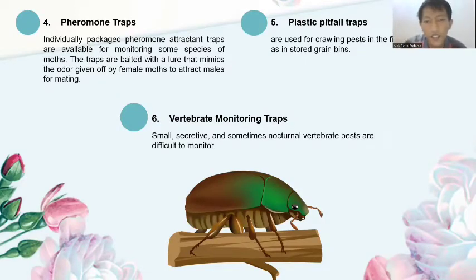The sixth is vertebrate monitoring traps. Small, secretive, and sometimes nocturnal vertebrate pests are difficult to monitor. Traps are very important when checking on the domestic rodent population such as mice and rats. Types of traps include: first, net traps for single catch; second, automatic traps for multiple catch; third, sticky traps for birds; and the last, single catch traps or bug traps.